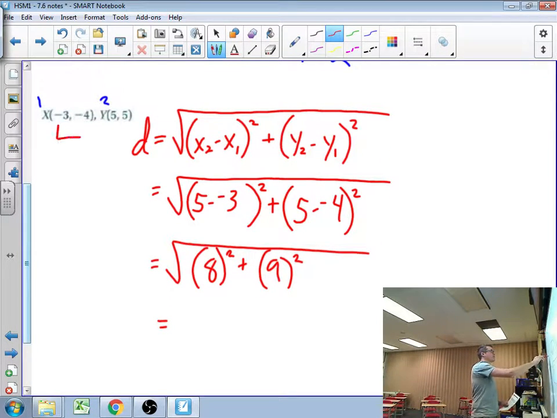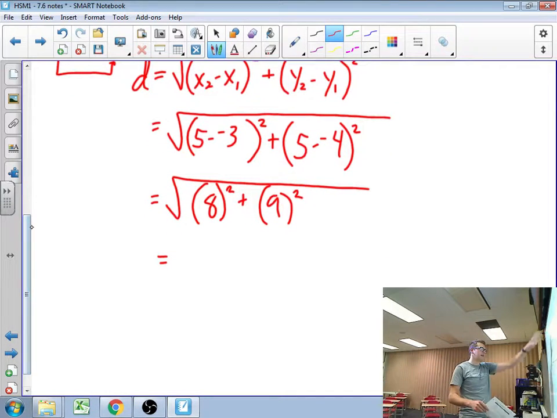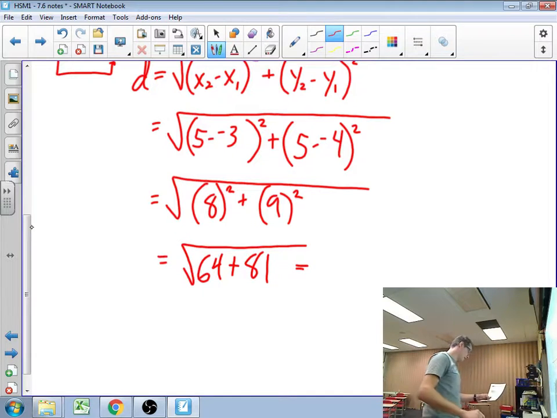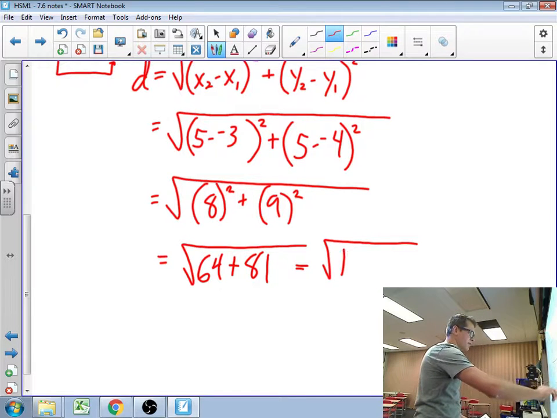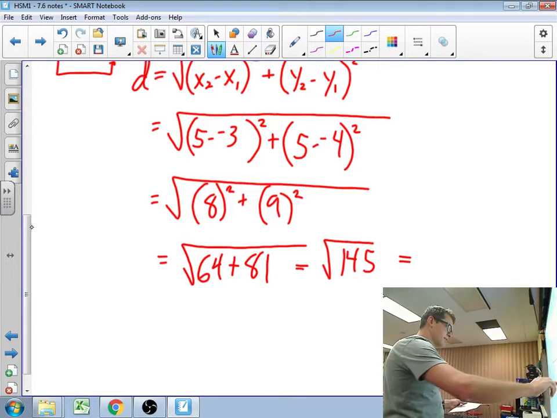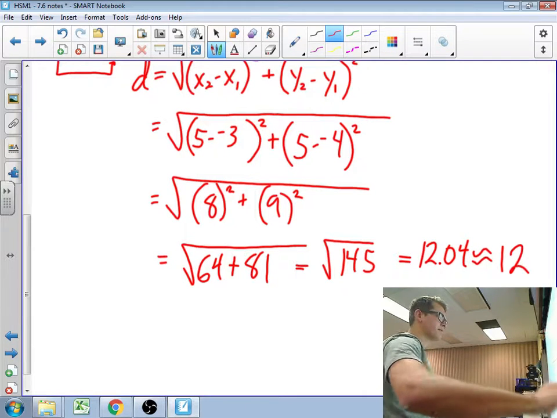Now the other thing you can do, if you're getting pretty good at this, is just look at this and say, what is the change in x? Go from negative 3 to 5. That takes 8. What is the change in y? From negative 4 to 5. That takes 9. So you could jump right there if you want to skip over doing the arithmetic in the actual formula. Then we get the radical of 64 plus 81, and that gives me radical 145. When we approximate the square root, it comes out to be 12.04, so about 12.